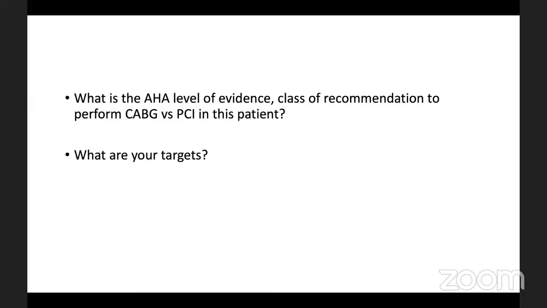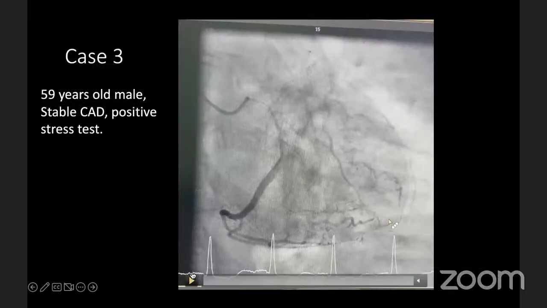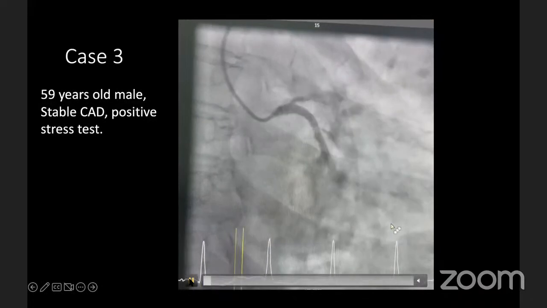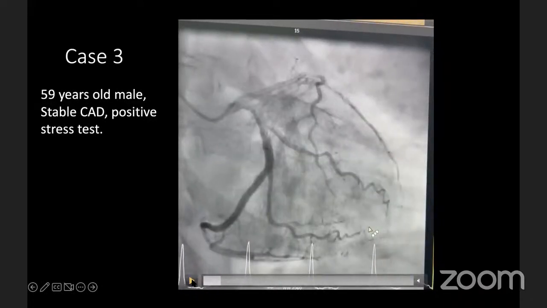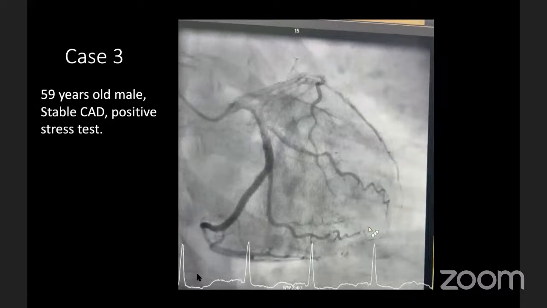Okay, let's say that we decided to take this patient for surgery, what's your target? My target is LIMA to LAD and SVG to OM, and I could not appreciate the PDA. If the RCA is small, the PDA sometimes will be from the left system if the LCX is dominant. What do you think? Yeah, there is. Where? So I'll go with you.